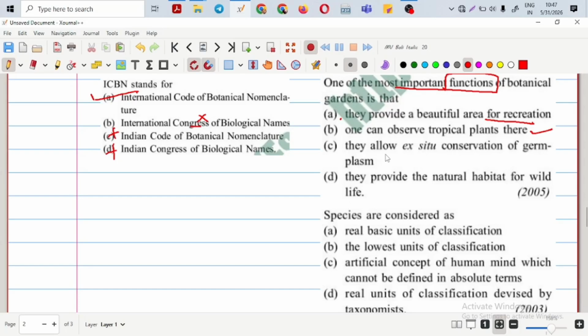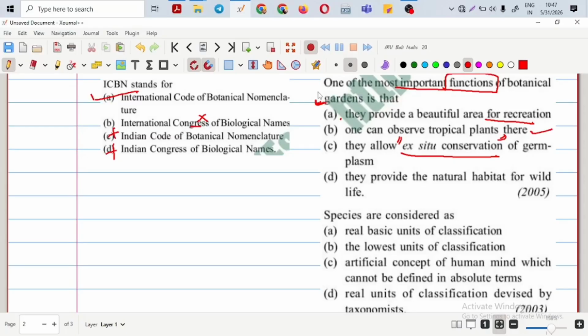Yes, they are a conservation sign. That is the function there. Ex situ means outside the living world. It's a garden, right? So a lot of plants are planted for conservation in that garden. So it is an ex situ conservation.